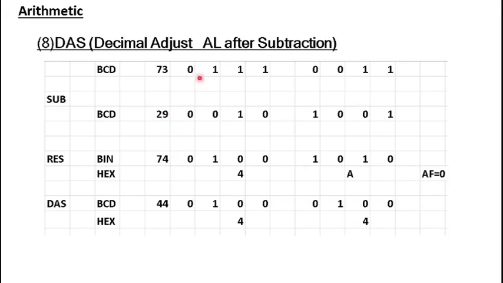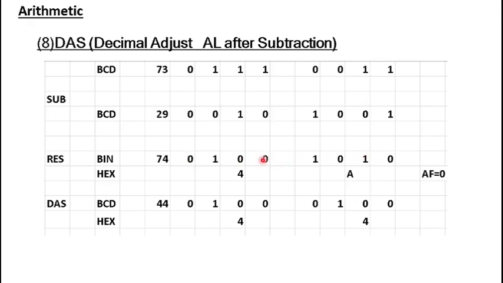This is 73 represented in BCD format. You can see 7 in the upper nibble and 3 in the lower nibble. Then 29, with 2 in the upper nibble and 9 in the lower nibble. Remember that the subtract instruction is a binary subtraction instruction, so 29 will be converted to its 2's complement format, and then addition will happen. Then the result we will get in AL after the subtract will be this one.